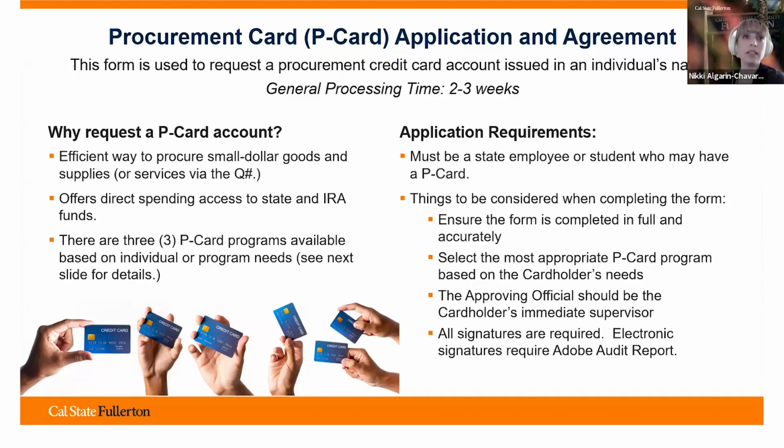The application requirements: you must be a state employee or an enrolled student. Things to consider when completing the form: ensure the form is completed in full and accurately. Select the most appropriate P card program based on the cardholder's needs or possibly the department's needs. The approving official should always be the cardholder's immediate supervisor. All signatures are required, and again, electronic signatures require the Adobe audit report.